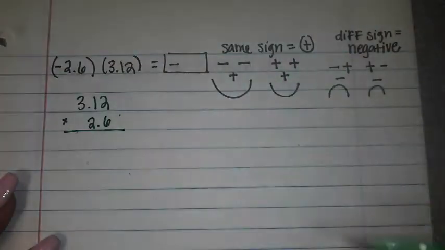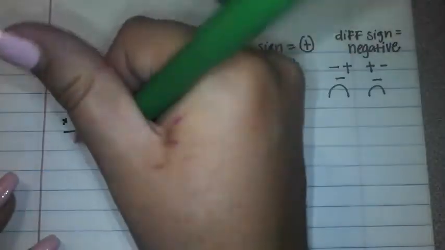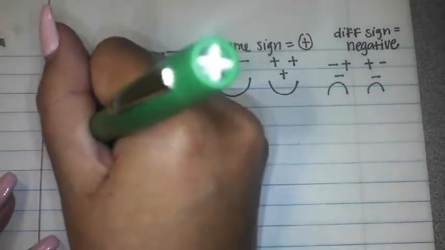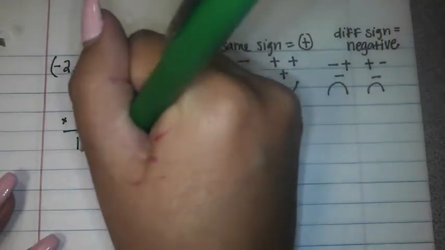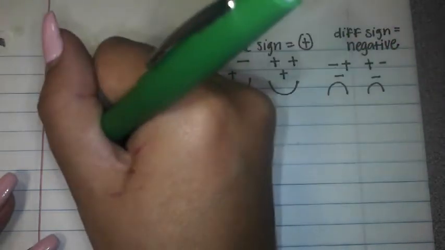Okay? Now I'm going to do 6 times 2, that gets me 12. 6, 7. 6 times 3 gets me 18. And what I like to do is cross out that 6, so that way I know to put a 0. 2 times 2 is 4. 2 times 1 is 2. 2 times 3 is 6.